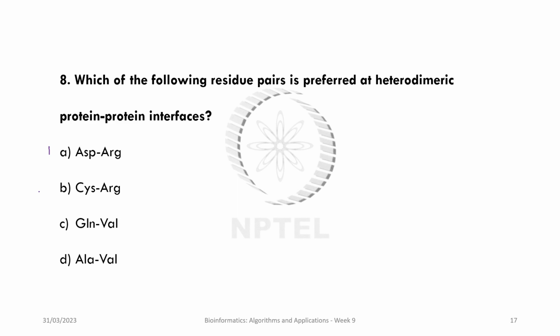When you look into the preference for contacting residues, aspartic acid and arginine have a value of 8.64. You don't find any other combinations as a preferred pair. So all the others are wrong, and therefore aspartate and arginine is the right answer.